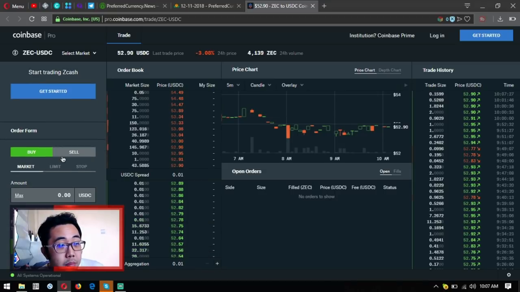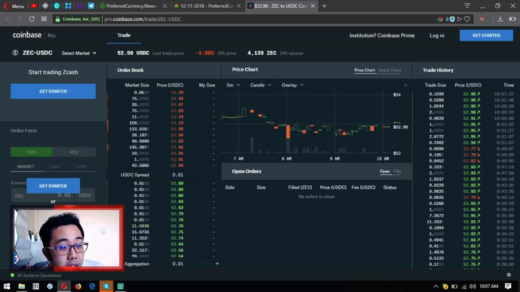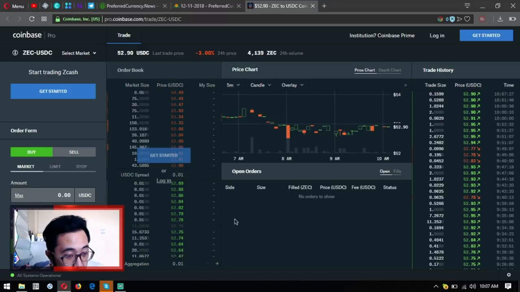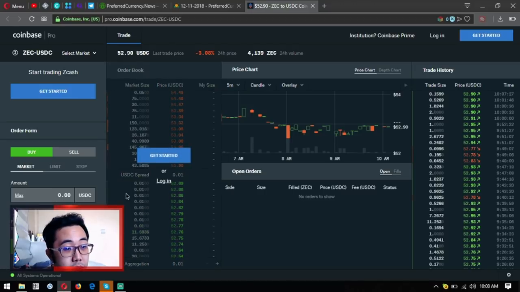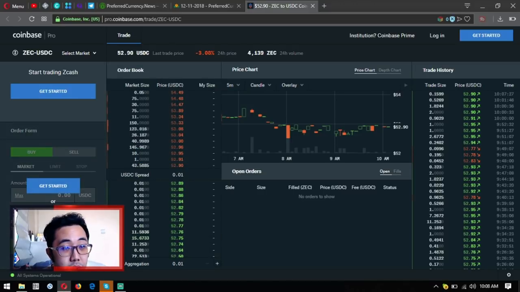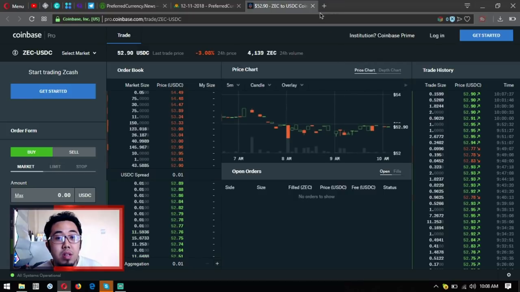You can buy here and sell here, right? So of course you have to log in, and here place your order. Once you buy this, put your desired amount and then place your order, and then you're already done.